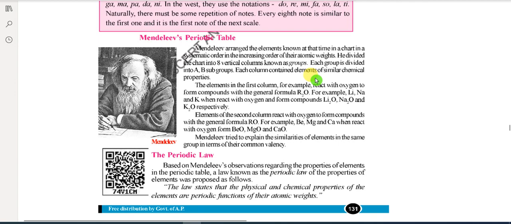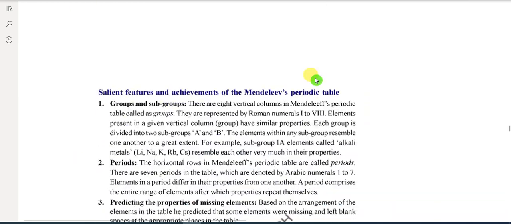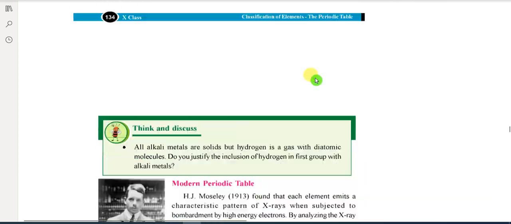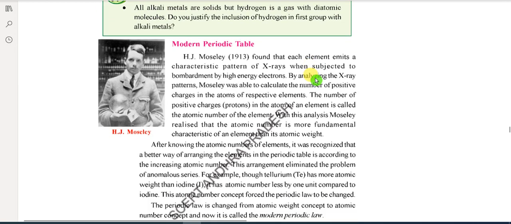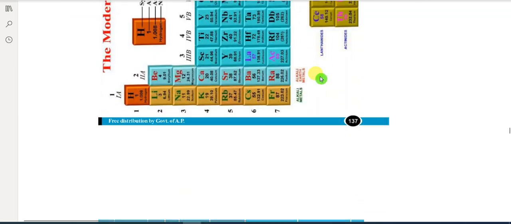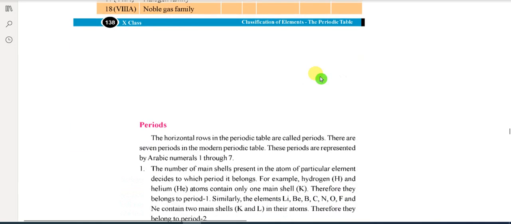Next, first one is Mendeleev's periodic table. What is Mendeleev's periodic table? One more question you have, and the modern periodic table, 4 more questions. For the 4 more questions, explain the modern periodic table. Very simple. So from this table we have some questions.